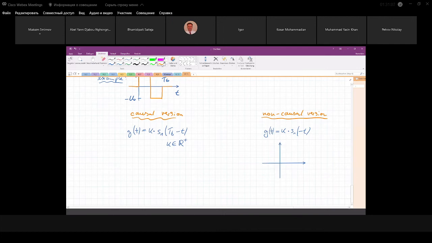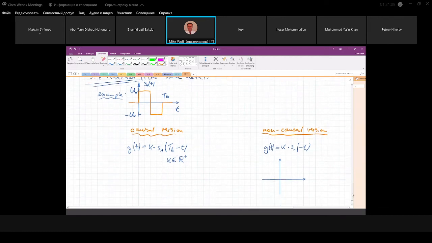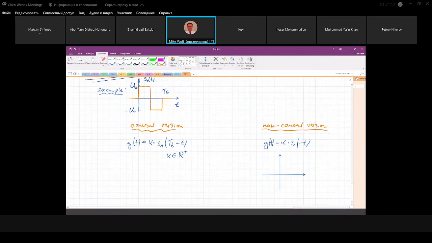Now I write this version. So it's S1 of minus t. I switch this from t to minus t. How does it look like? It looks like this. This is S1 of minus t.